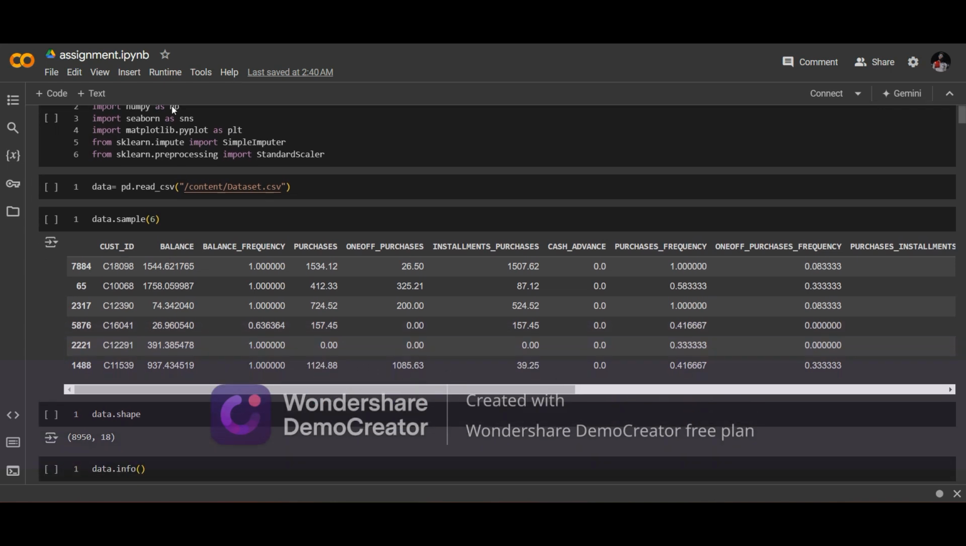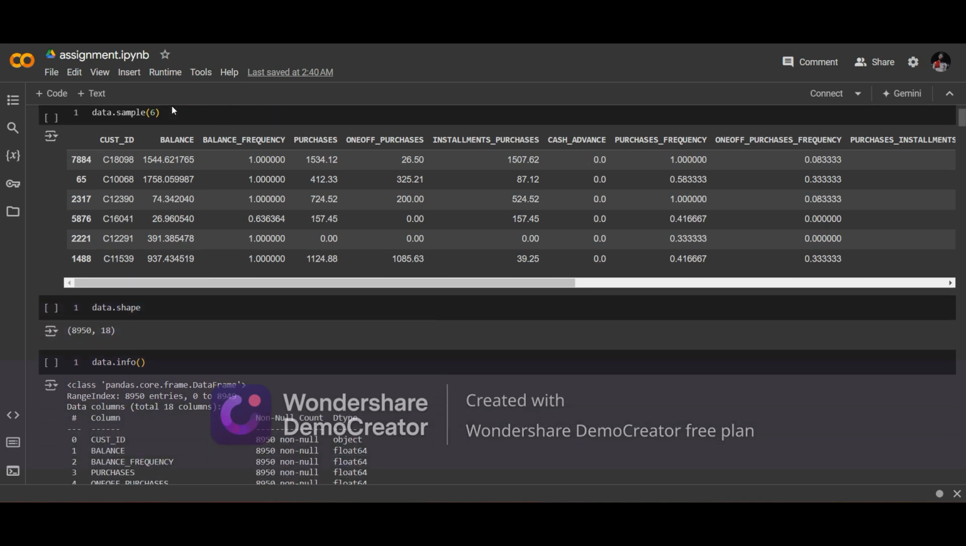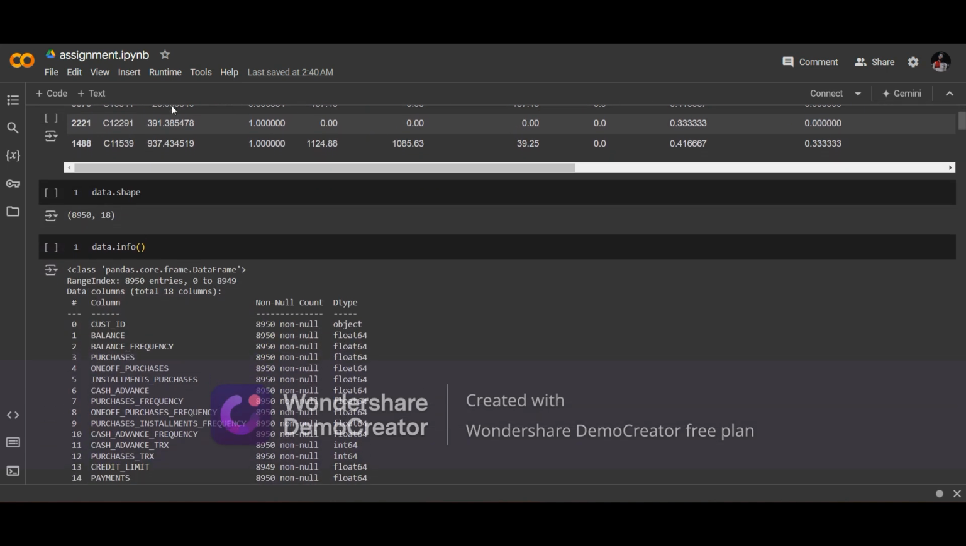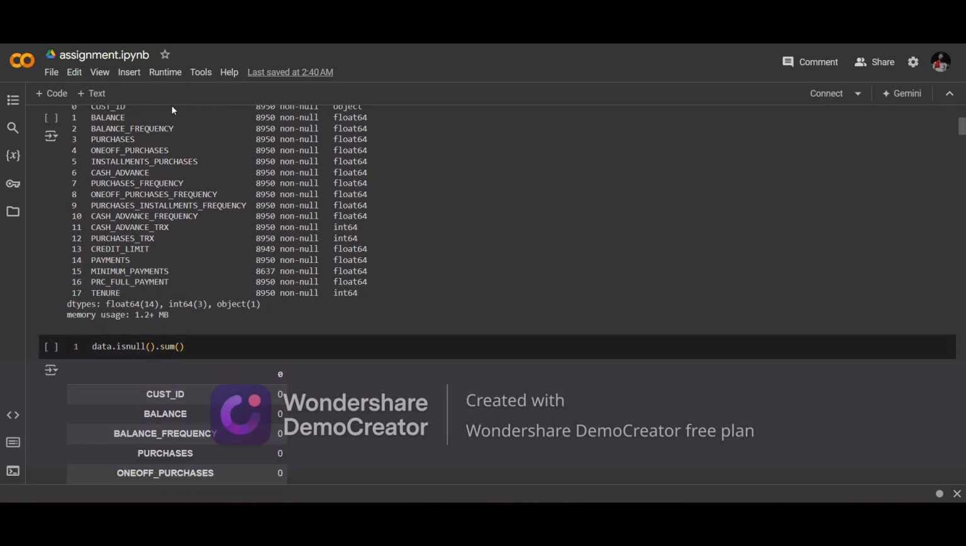Now, after loading the dataset, I have performed some other steps to get insights from the dataset, like sample 6, where 6 random rows of the dataset are shown. Shape represents the rows and the columns. Info presents the data type, non-null count, and the columns present in the dataset.